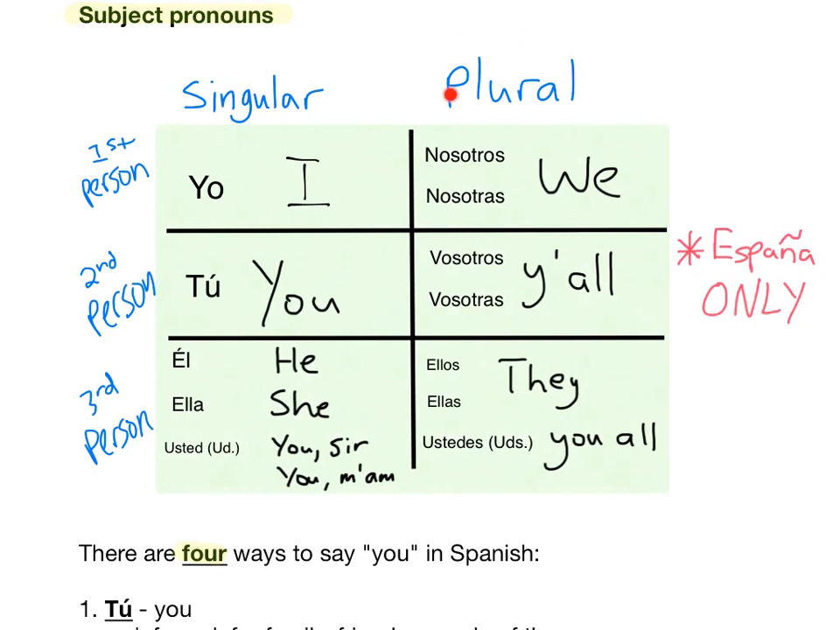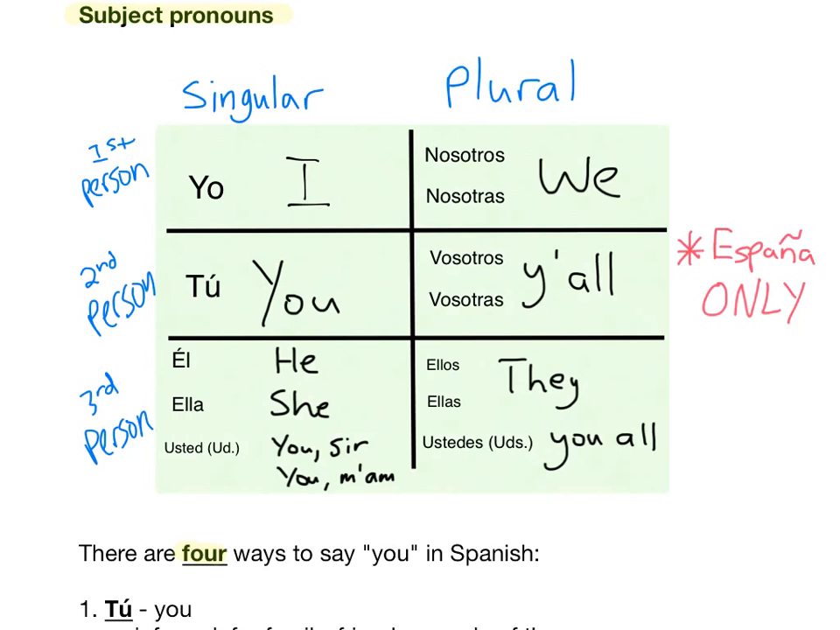Everything on this side is plural, meaning it's more than one person. So it's this person plus another person. So me plus somebody else. That's we. Nosotros, or nosotras if it's all girls. We. Vosotros, or vosotras if it's all girls, is y'all, and I put y'all there on purpose. This is only used in Spain.